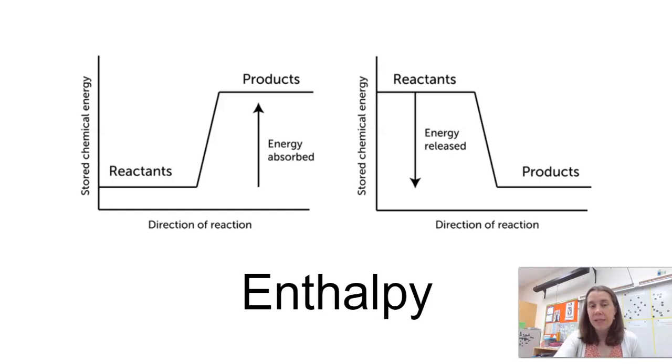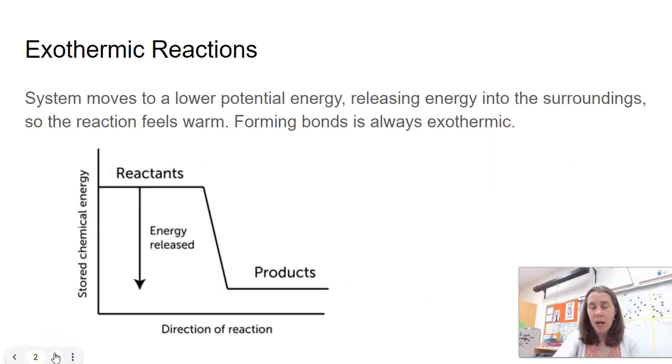So enthalpy is a measure of the heat transferred in a process, usually in a chemical reaction, and under constant pressure. The reason that we do it under constant pressure is because that's what we have in the lab usually. So that's just what it means. But you can just think of it as a change in energy or the flow of heat during a chemical reaction.